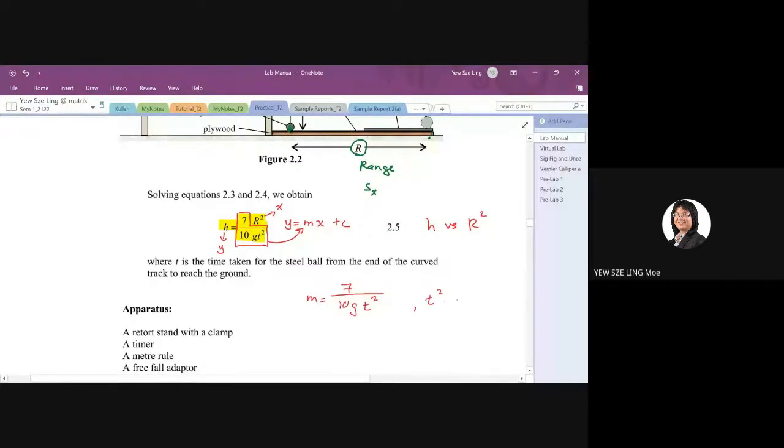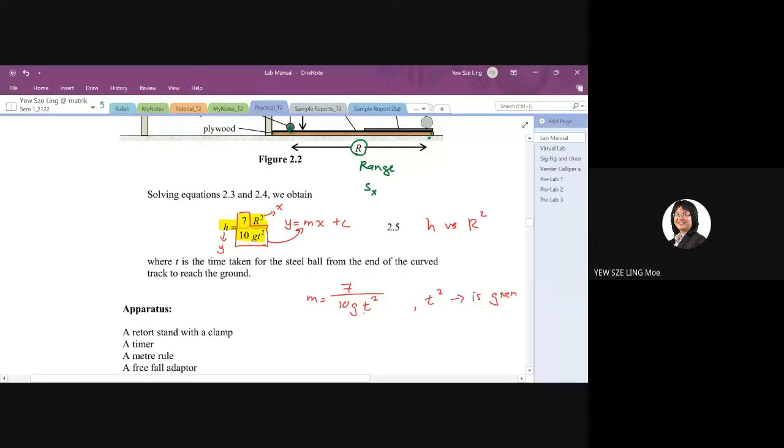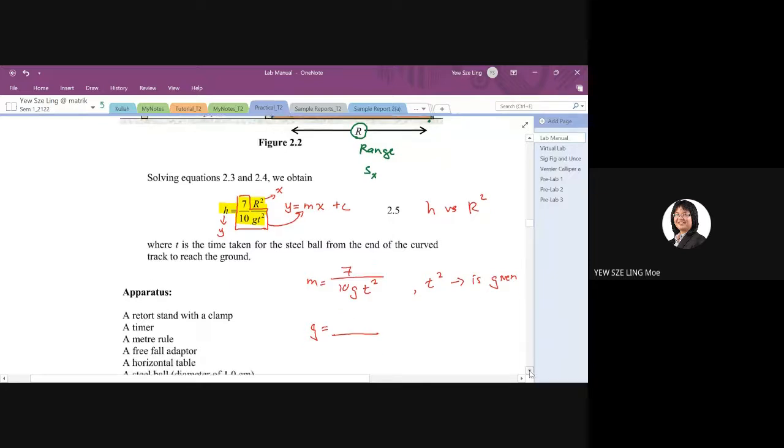So t squared should be given. You try to get the values of t squared, and then you substitute it into the equation. So from here, you then calculate g. So this is another experiment that wants you to calculate g, the acceleration due to gravity.